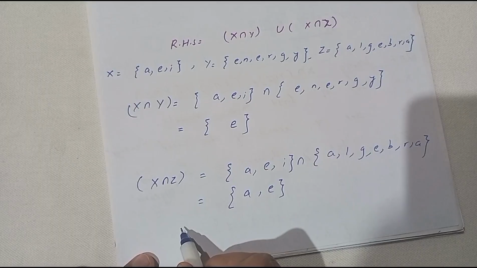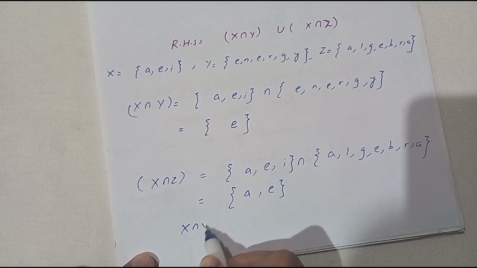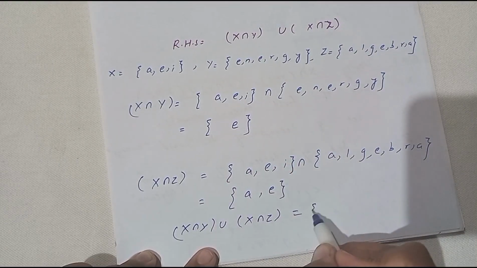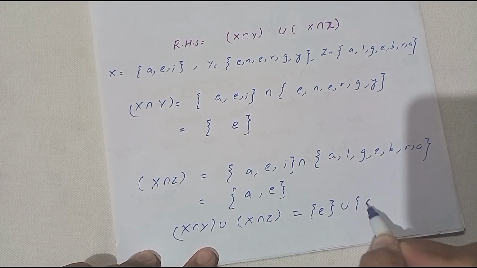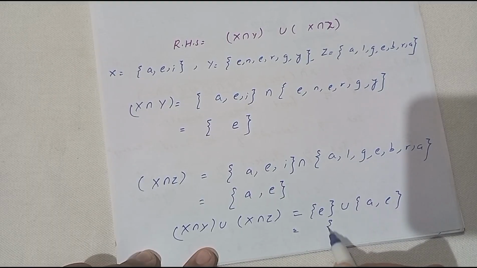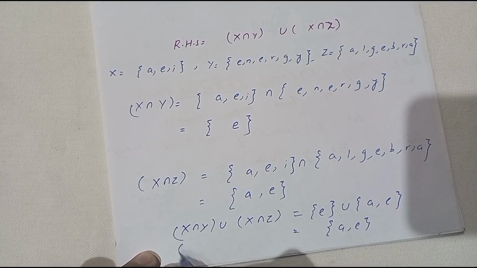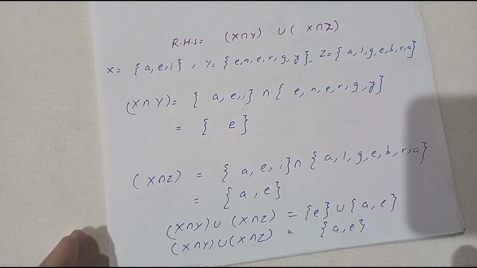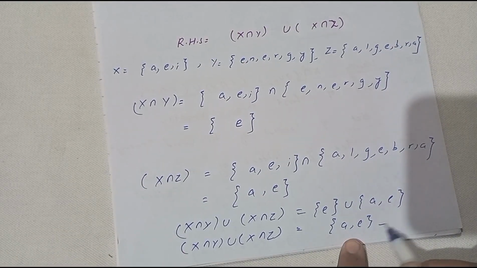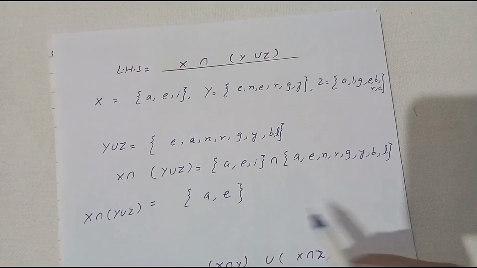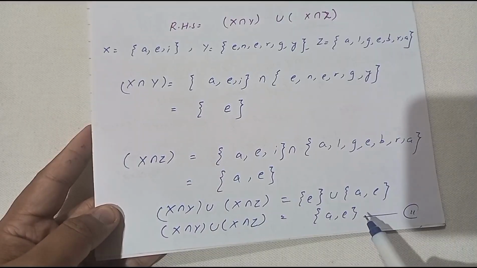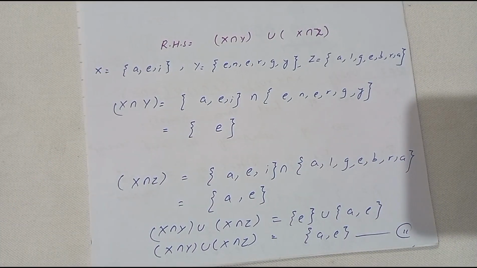Now we find the final answer, that is the union of X intersection Y and X intersection Z. The element of X intersection Y is E, and the elements of X intersection Z are A, E. So their union is equal to A, E. Hence the right hand side is equal to the left hand side. As you can see, this is equation number 2, and in equation number 1, the answer is A, E. Both sets have the same elements A and E. So we prove this distributive property.